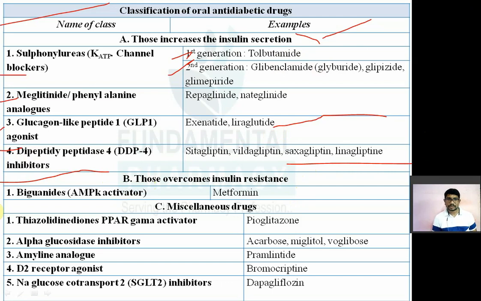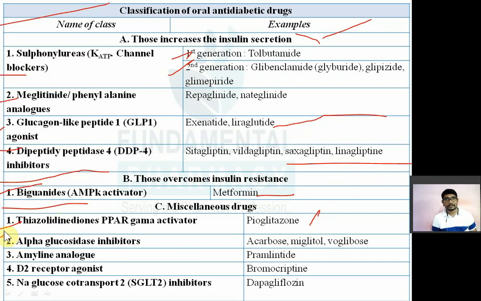The second class is those drugs which overcome insulin resistance. In that case, first are the biguanides. They are known as AMPK activators, AMP kinase activators, with examples phenformin and metformin. The second class is the thiazolidinediones, known as PPAR gamma activators. In that you have pioglitazone and rosiglitazone.